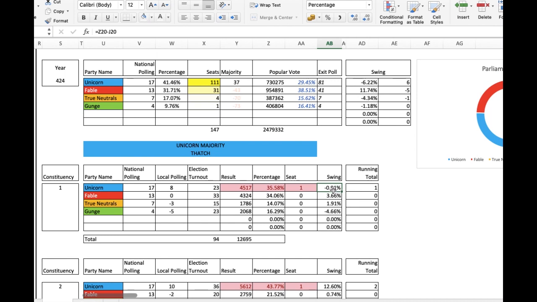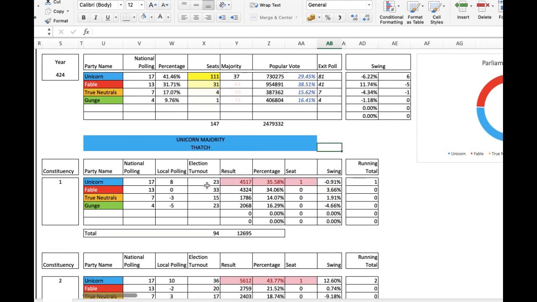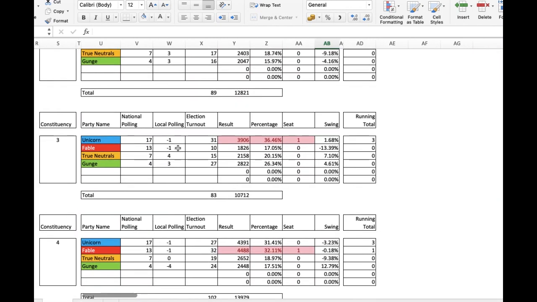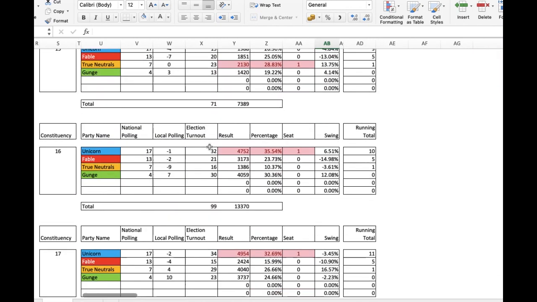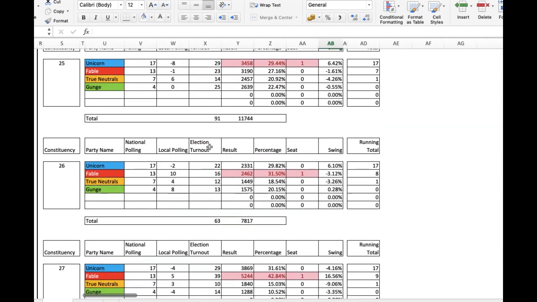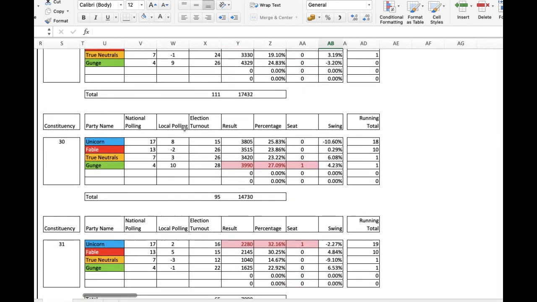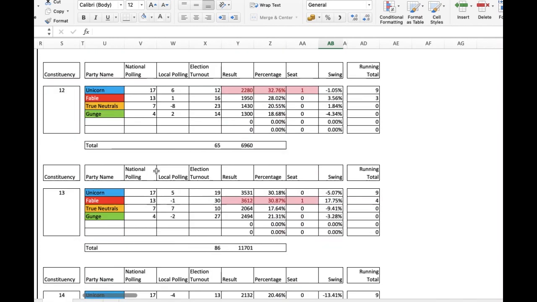The swingometer, as it were, showing you how the percentages have moved. Sometimes these move quite wildly because of the numbers being quite small, frankly. But I always find it slightly interesting just to see how these things go. So again, roll another couple of thousand dice, get some new local polling, get some new election turnout, go through the whole thing all again, having some wins for Fable, some wins for Unicorn, some wins for the True Neutral Party, some wins for the Gunge Party, etc, etc.